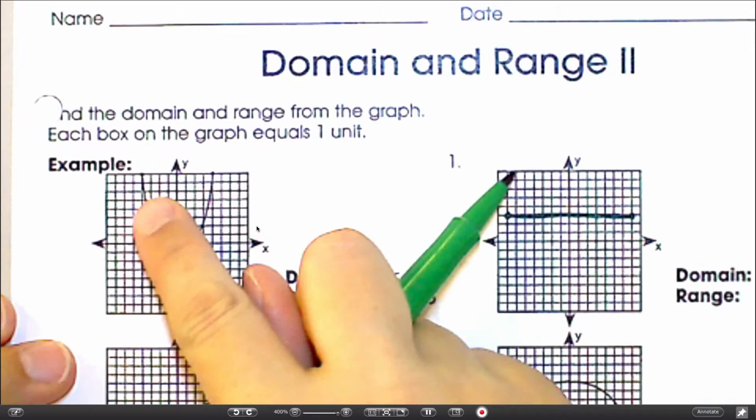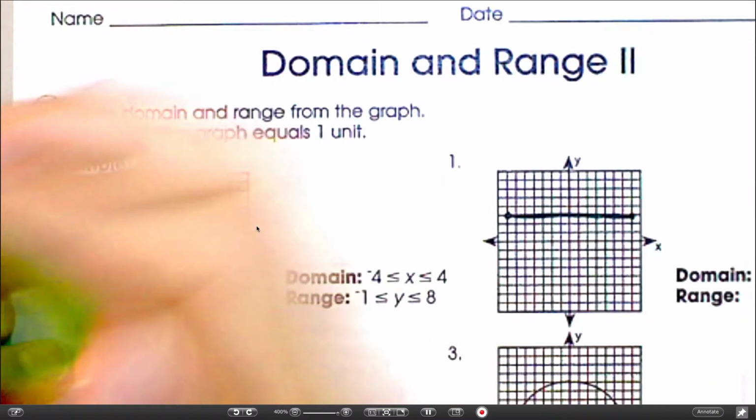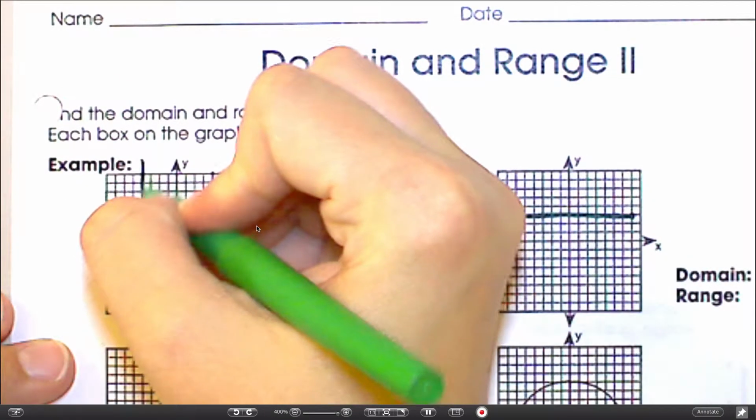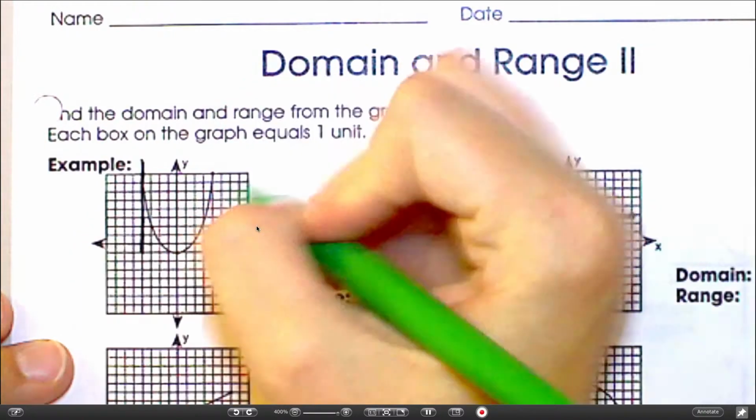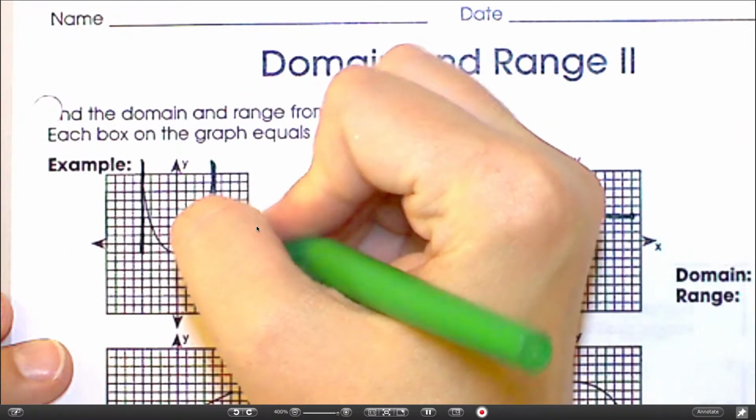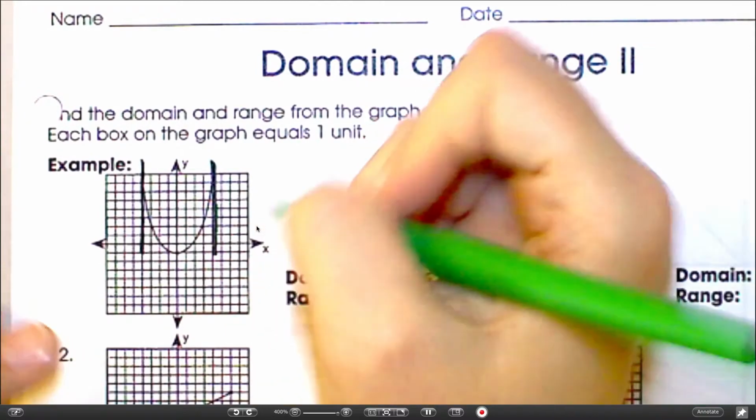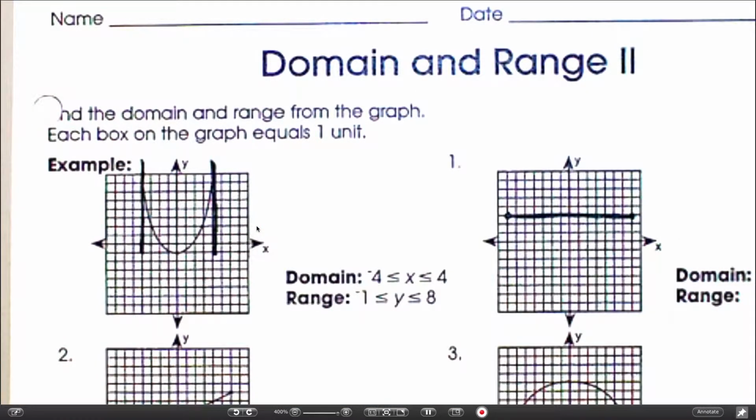And so I'm going to find the point that's as far to the left as possible, which would be this one. And then I'm going to find the point that's as far to the right as possible, which is this one. Sometimes it's the end of the graph, sometimes it's not. Sometimes it's the endpoint, sometimes it's not.